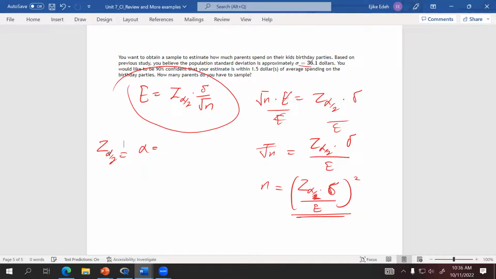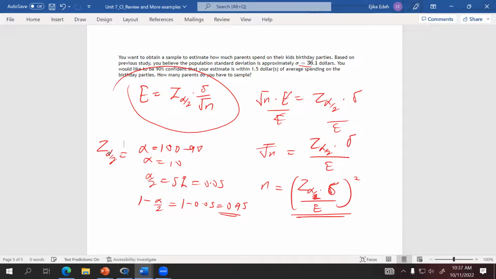Alpha is equal to 100 minus the confidence level. And the confidence level for this question is 90, right? So your alpha is 10%, right? So alpha over 2 will be 5%, right? And if you do 5% to decimal, you get 0.05, right? So we're interested in 0.05, but that will give us the negative one. So let's take the positive one. The positive one will be 1 minus alpha over 2, which will be 1 minus 0.05, which will be 0.95.